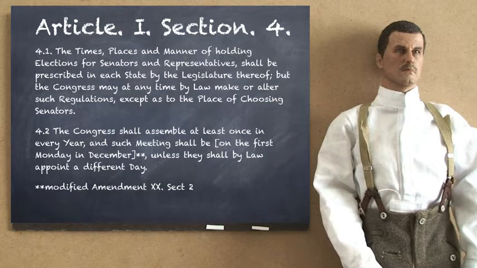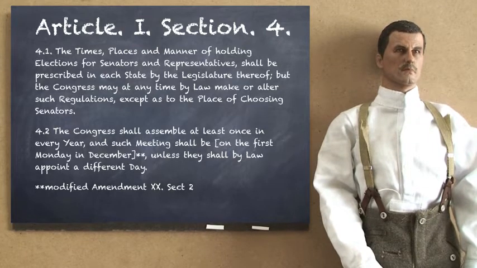The second clause, which I'm calling 4.2 here, has to do with when they shall meet. It says Congress shall assemble at least once in every year, and such meeting shall be on the first Monday in December, unless they shall by law appoint a different day. And so that just says when they're going to meet once a year, and it's going to be the first Monday in December. Now, you notice I have it in brackets there with the asterisks, because this was actually modified by Amendment 20, Section 2. But we're not going to look at that now. We're just assuming it was back in 1897. This is what it looked like.